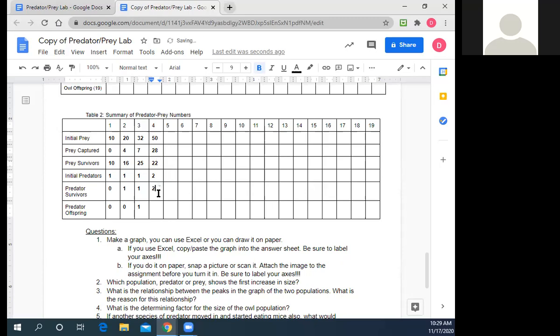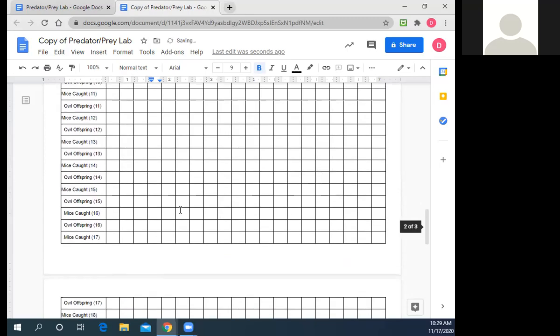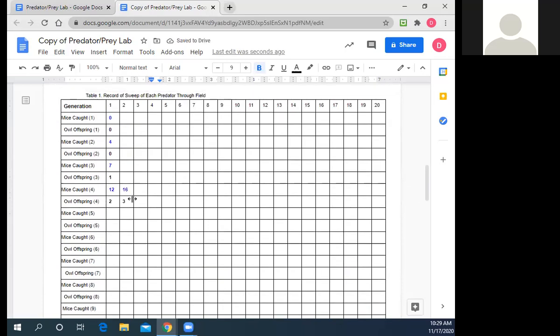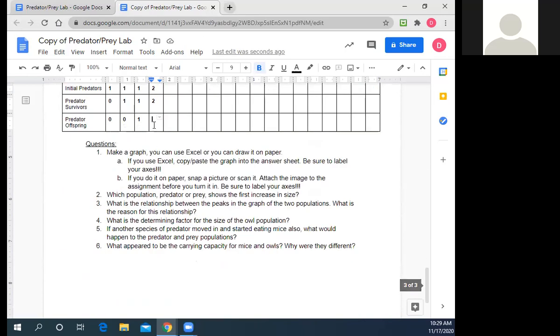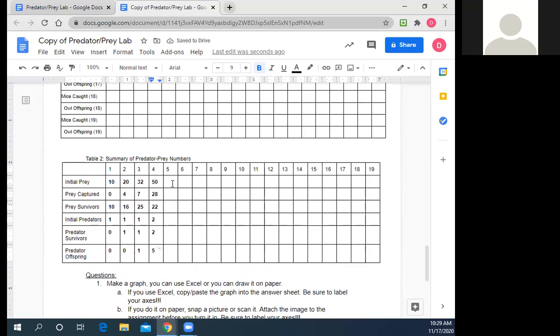Predator survivors, both owls survived. Owl 1 had 2 babies, owl 2 had 3 babies, so we have now 5 baby owls. And we're ready for our initial numbers for generation 5. So 22 doubled is 44, which means I need to add 22 more beads.